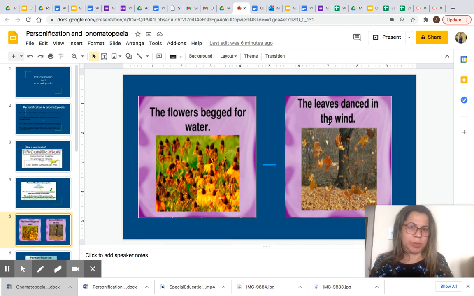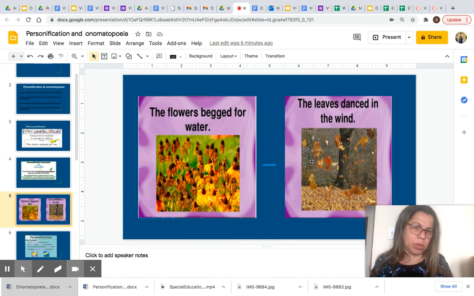In this example, the leaves danced in the wind. It is also an example of personification because the writer is giving a human quality to the leaves by saying that the leaves danced. I can dance, you can dance, but the leaves actually don't dance. It just means that the wind was blowing in the trees and the leaves were falling.